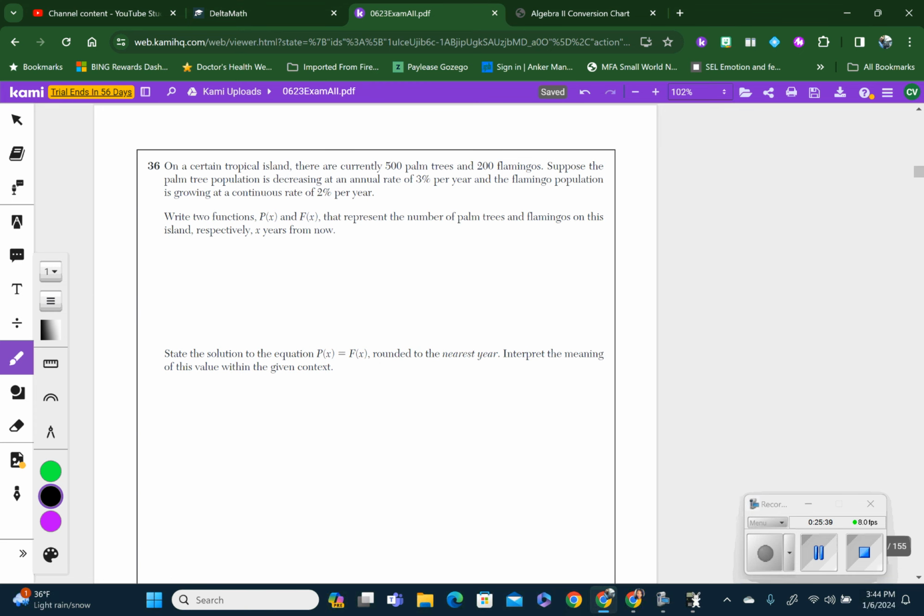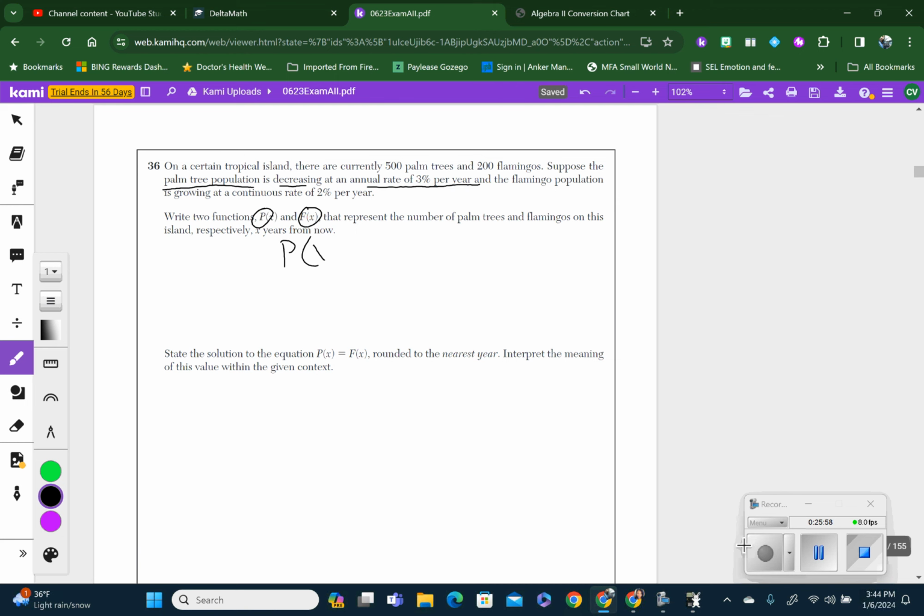All right, 36. So we have two functions, p of x and f of x. If you take a look at it, p of x, population of the palm tree, is decreasing at an annual rate of 3% per year. So let's talk about that, okay?